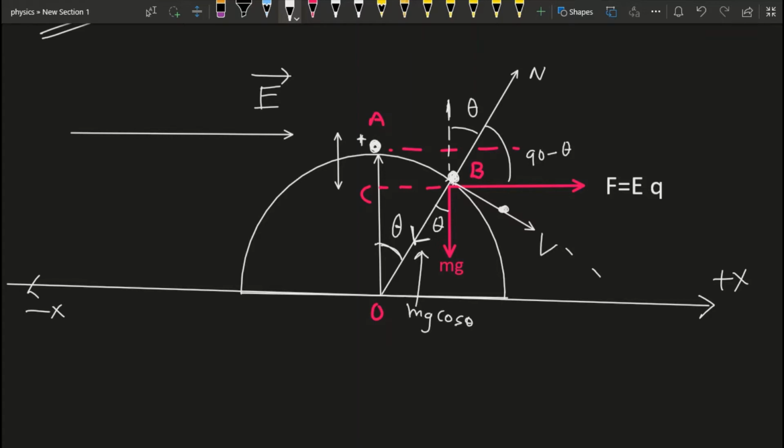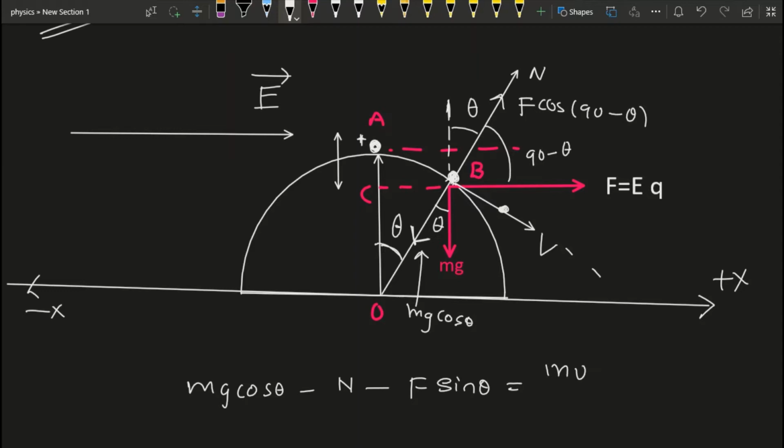This is the force, and the normal reaction acts perpendicular to the direction of velocity at the point B, in the upward direction. You can also take the component of the electrostatic force in the normal direction, that is F cos (90 minus theta). Now the net force at the point B must be equal to mv square by r. So I write that: mg cos theta minus N minus F sin theta is equal to mv square by r. This is the equation that I can write at the point B.